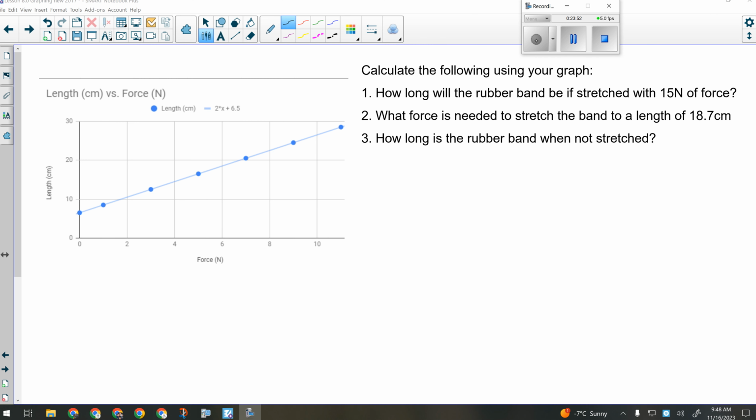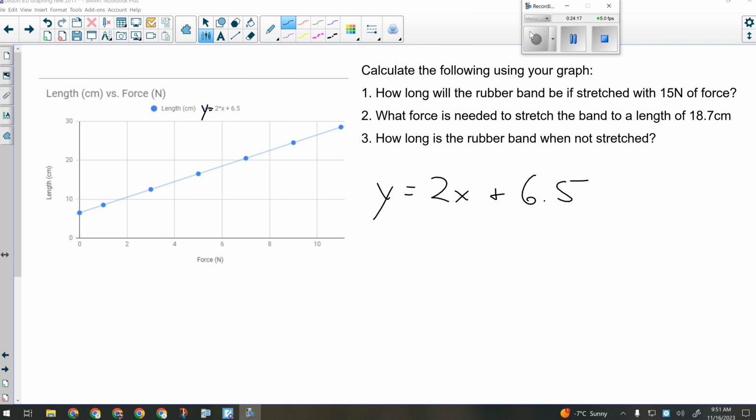Okay, so using this, this is the issue I have with Google Sheets. They never do this. They never say y equals, but it is. Y equals 2 times x plus 6.5. So use that equation, answer those 3 questions.